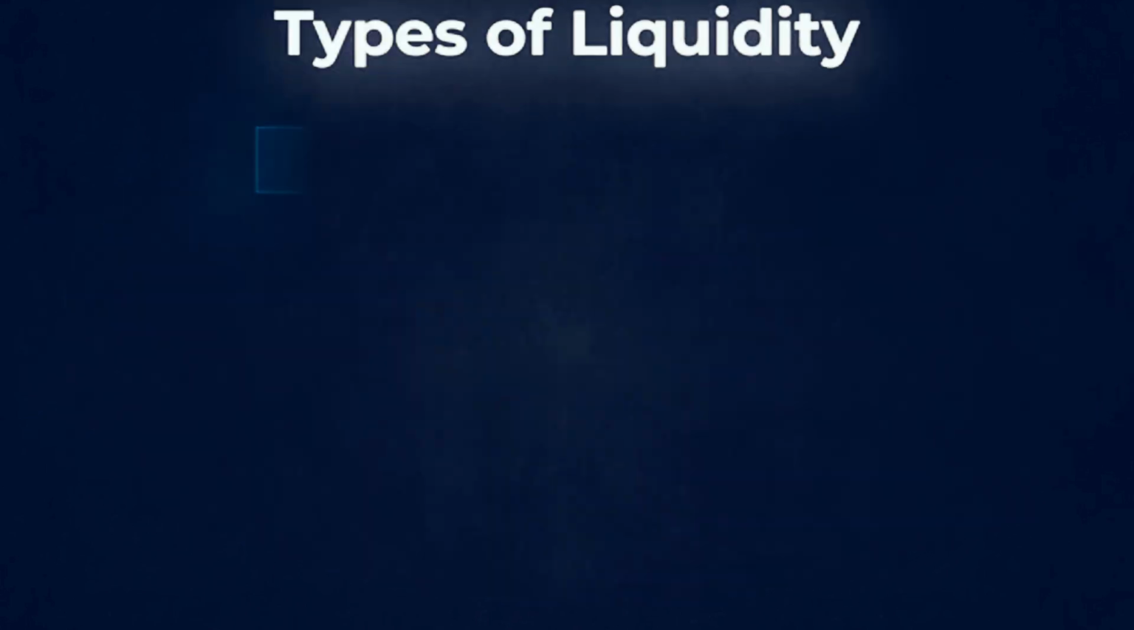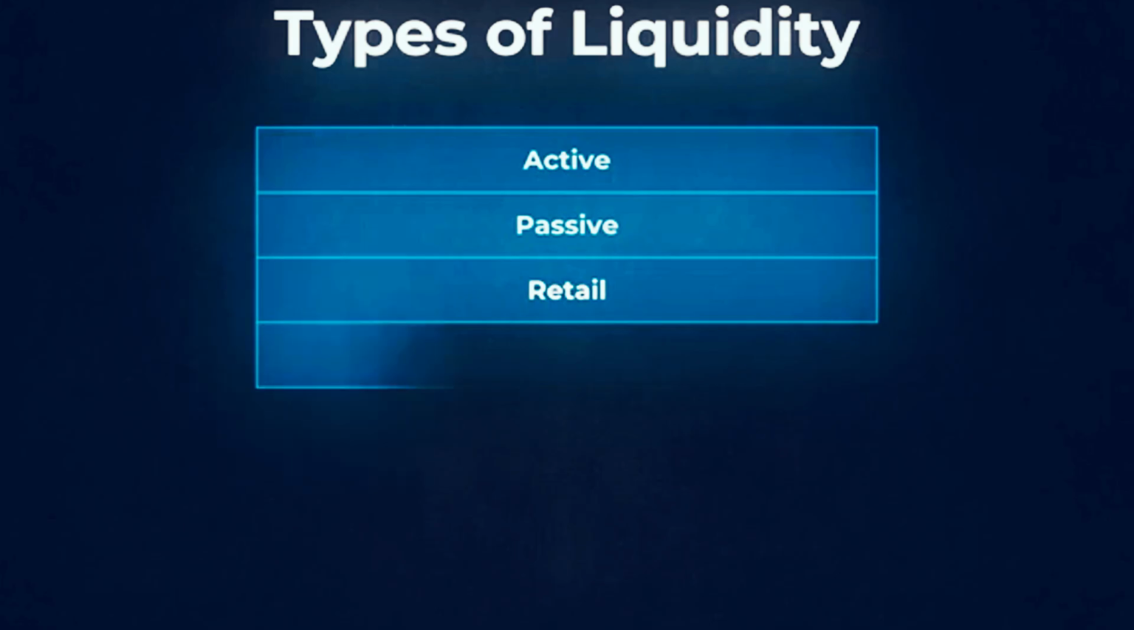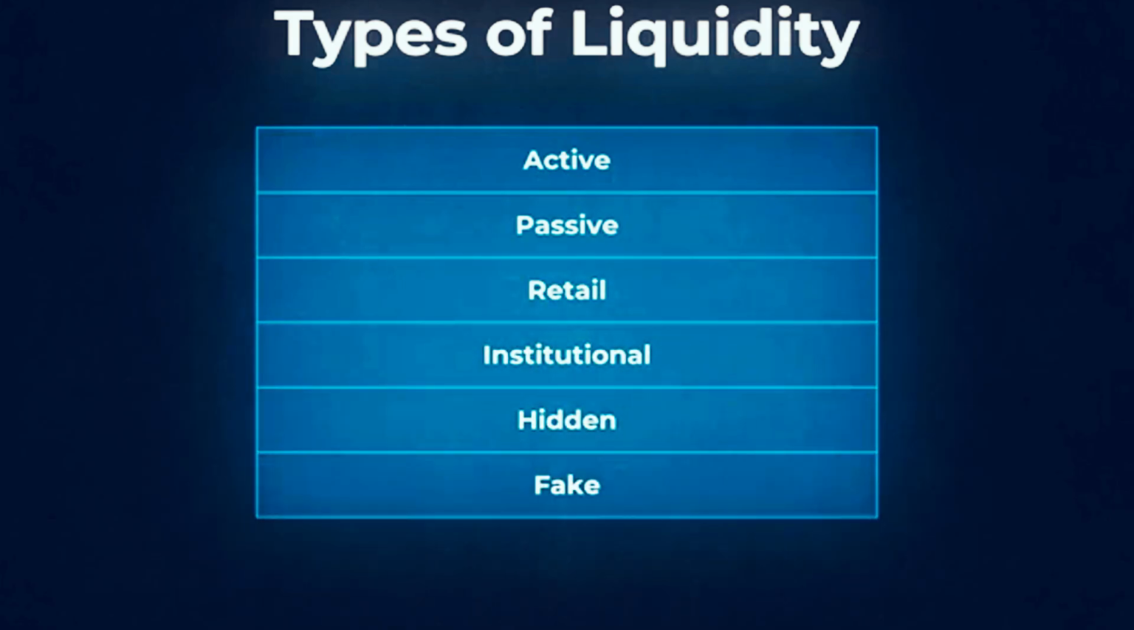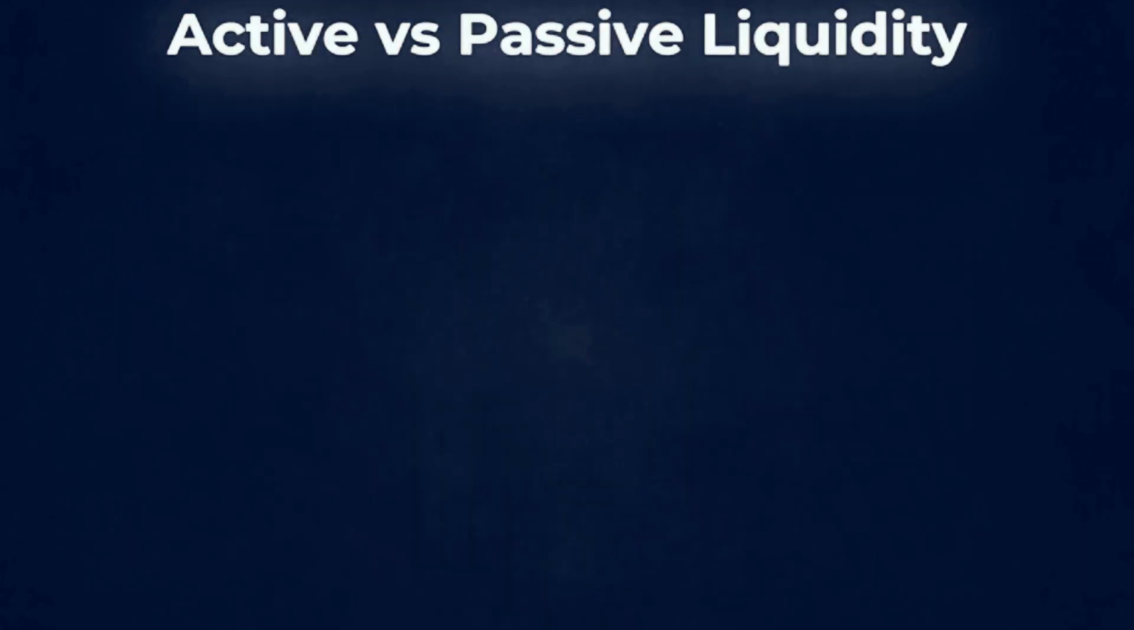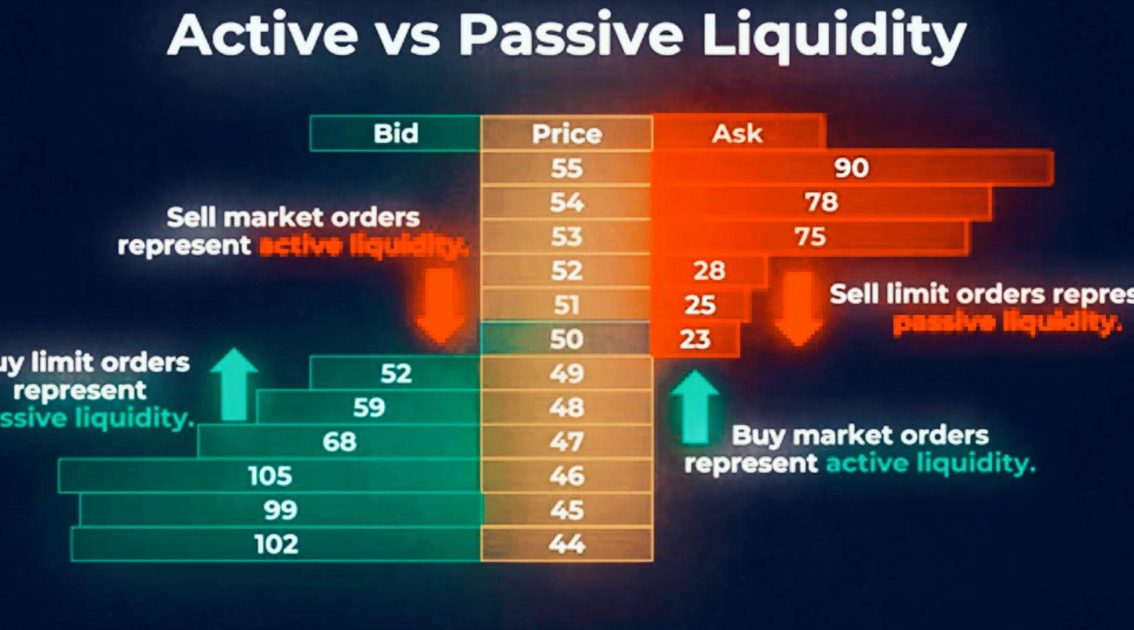Know about. Liquidity can be classified as active, passive, retail, institutional, hidden, fake, and latent. Let's first differentiate between active and passive liquidity. Passive liquidity is represented by the limit orders you see in the order book or depth of market. It's passive because it doesn't initiate price movement. It waits to be consumed by market orders. Market orders, which do initiate price movements, are considered to be active liquidity. They attack the passive liquidity from limit orders, so to speak.